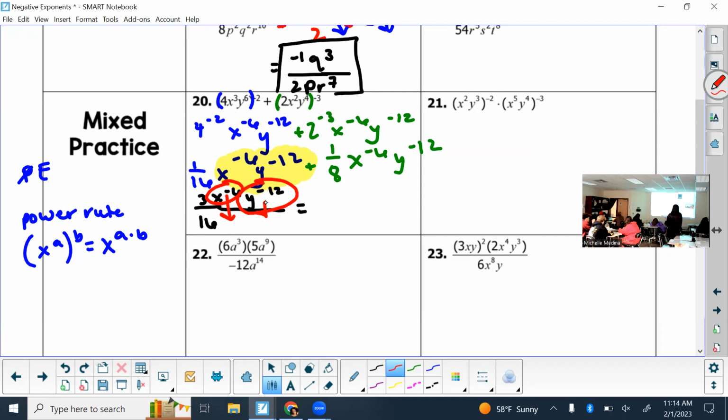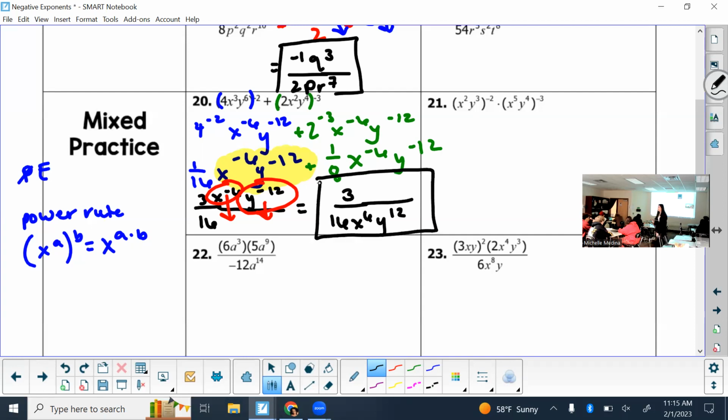So move that down there, and rewrite it as positive. So in the numerator, I still have that 3. In the denominator, I still have that 16, but now I have x to the 6, y to the 12. So that negative exponent rule, you move it to the other side of the fraction and rewrite it as positive. If it's not a fraction already, make it a fraction and then move it. So questions on that one?